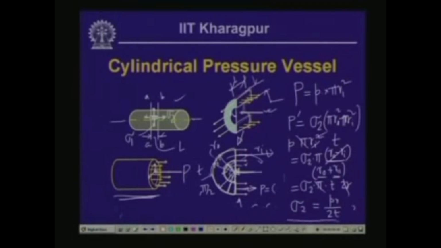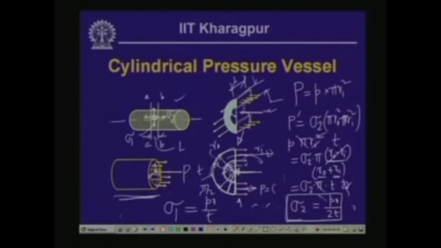So, you see now we have obtained the expression for the longitudinal stress, sigma 2, which equals P r by twice T. Earlier we have seen that the circumferential stress or the hoop stress sigma 1 equals P r by T, and now we have obtained the longitudinal stress, sigma 2, which is in fact half of this circumferential stress, P r by twice T.